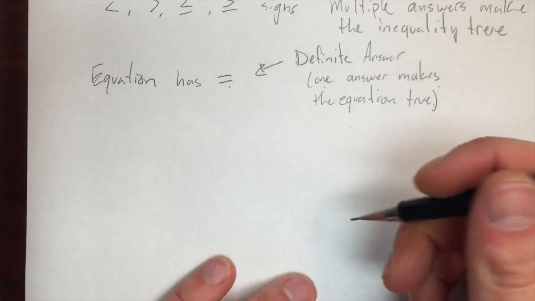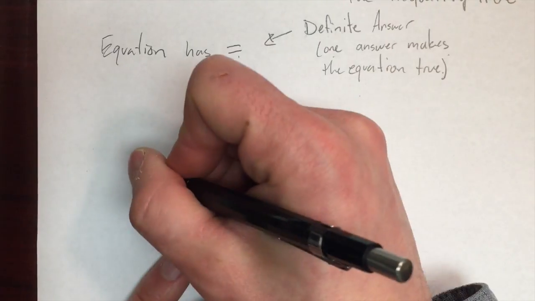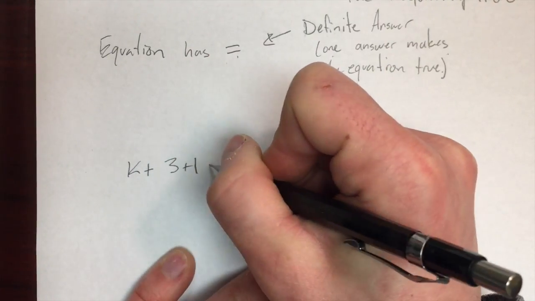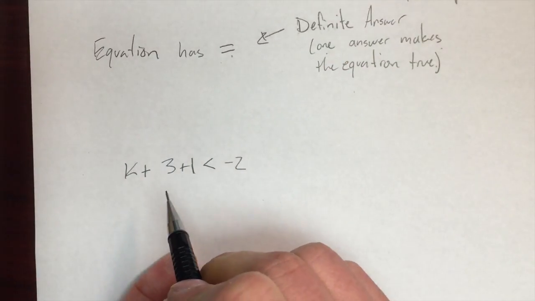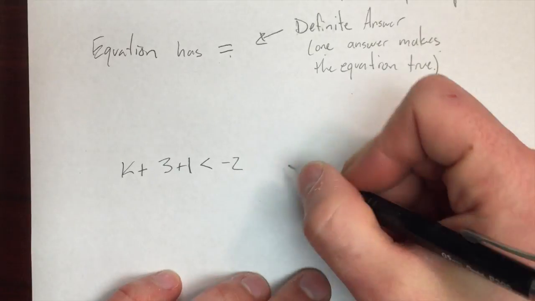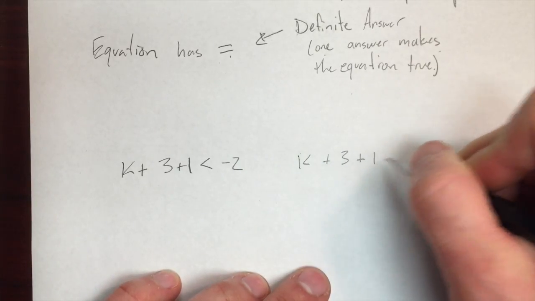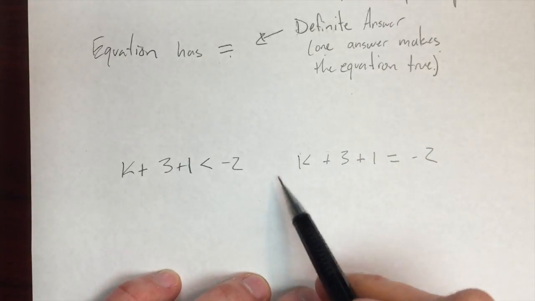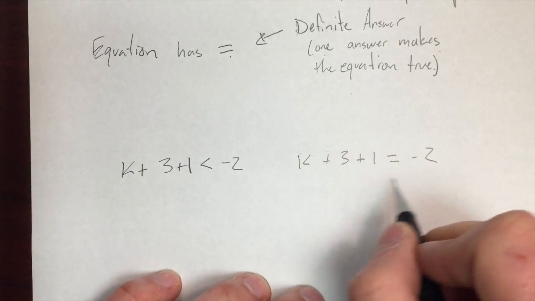Okay, so an example of an inequality would be k plus 3 plus 1 is less than negative 2. This is an inequality. An equation would be k plus 3 plus 1 equals negative 2. So this is going to have one number as an answer, and we can go ahead and solve that equation.